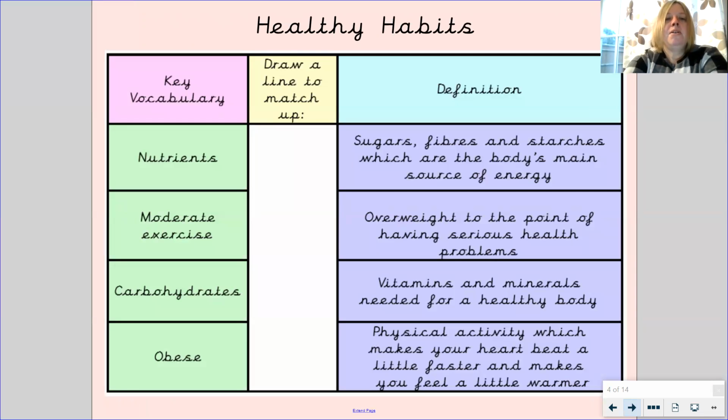Healthy habits. Key vocabulary and a definition. We've got to draw a line to match them up. So I'm going to get my pen ready and then we are going to have a look at them. I want you to say the key words after me.